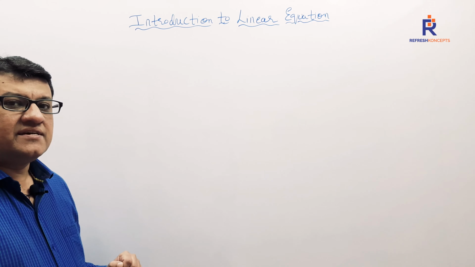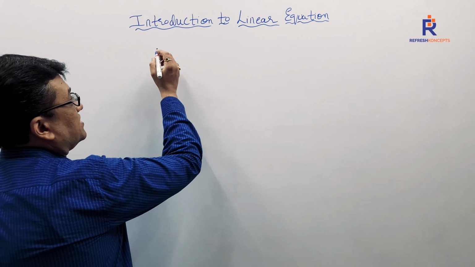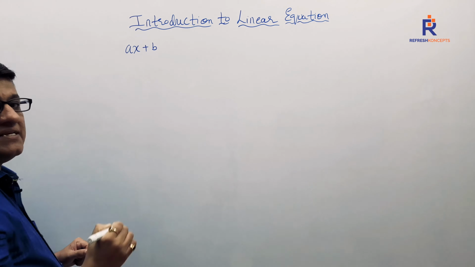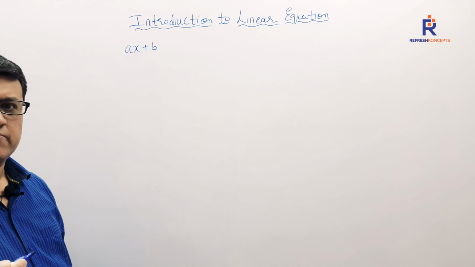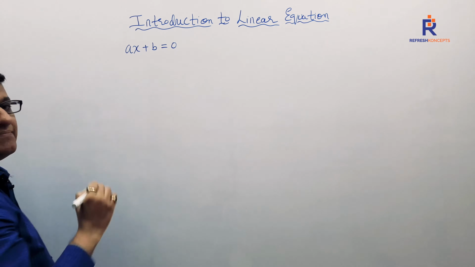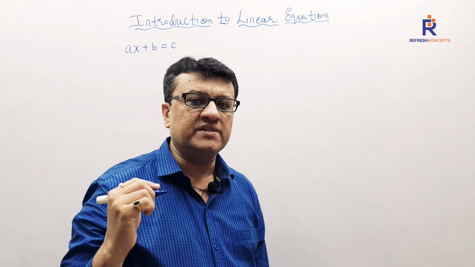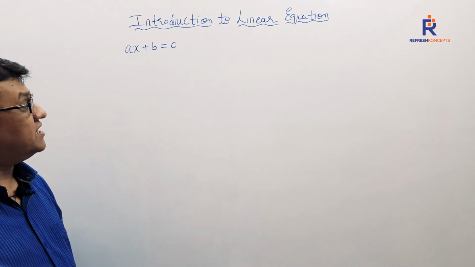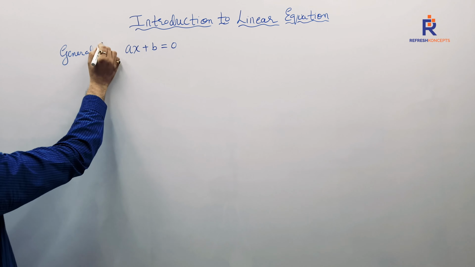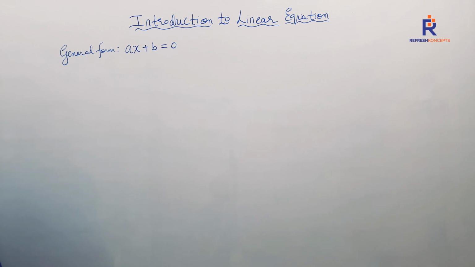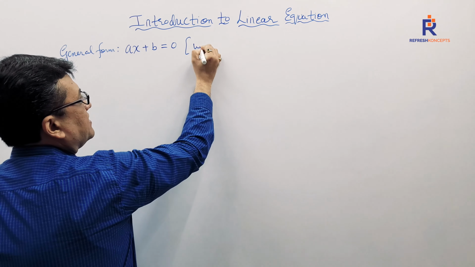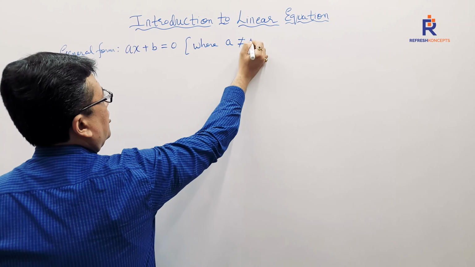We say that any expression in the form ax plus b is termed as a linear expression. If I equate it with 0, then certainly it is going to be an equation. So ax plus b equals 0 is termed as a linear equation in one variable. Mind you, what I have written is the general form of a linear equation, ax plus b equals 0. Now there lies a condition, children, where a cannot be equal to 0.